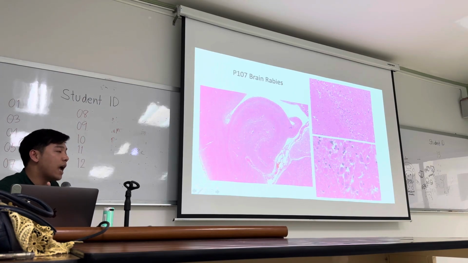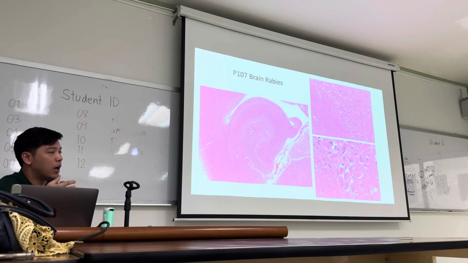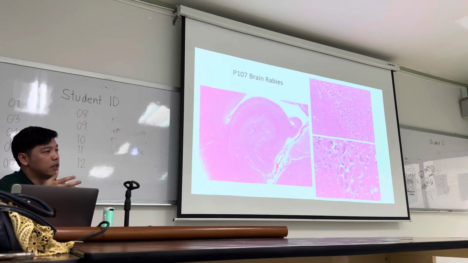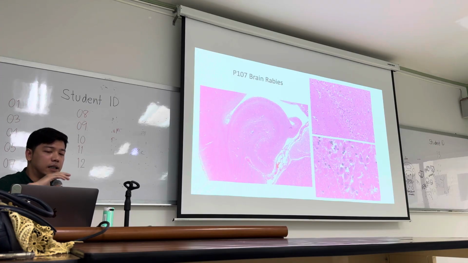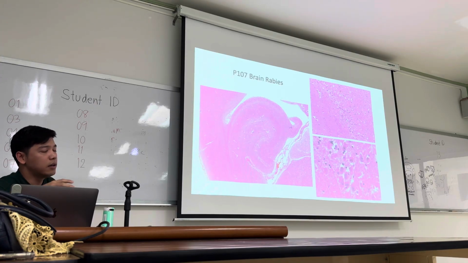Another area is the Purkinje cells, or Purkinje fibers, in the cerebellum. This is involved with destroying the neuron. Okay.